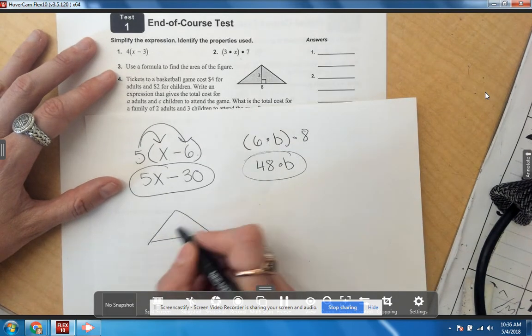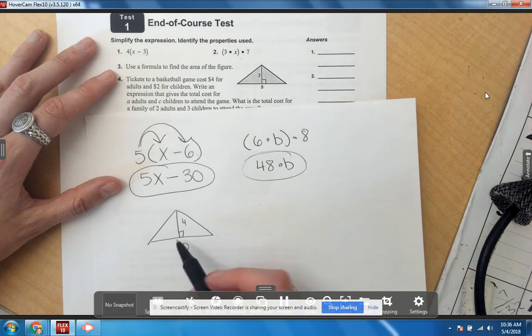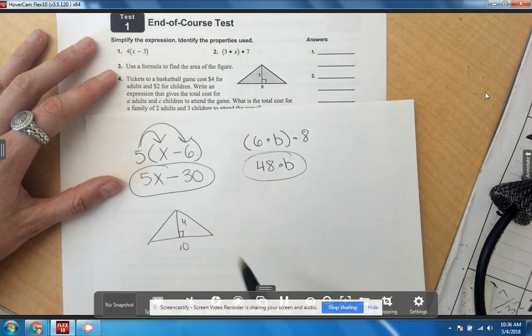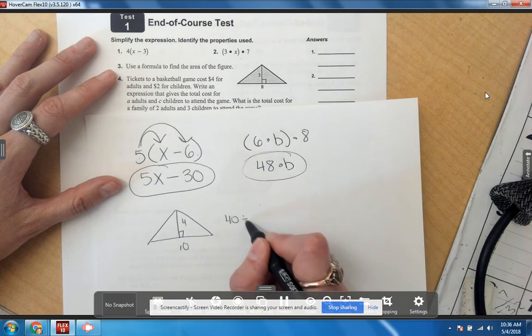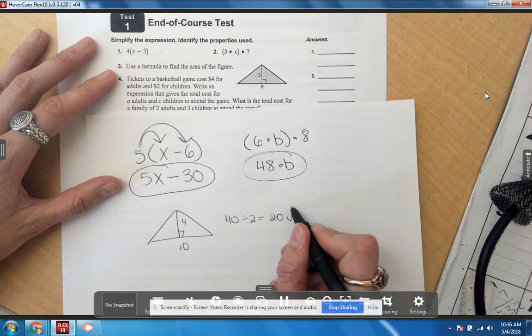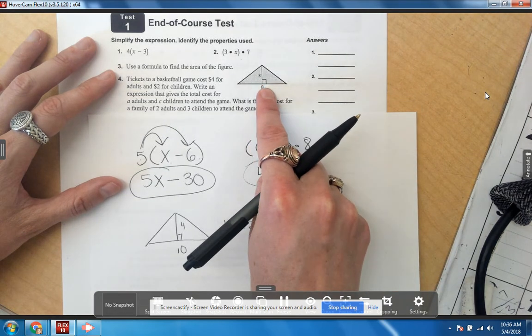So let me do one similar. I'm just going to pretend it's 4 and 10 for my example. So base times height, remember they have to make a 90-degree angle. 4 times 10 is 40, divided by 2 is 20. And then this one doesn't have a label, so I'm just going to put a U for units with a 2 over it. So you try this one, base times height divided by 2.